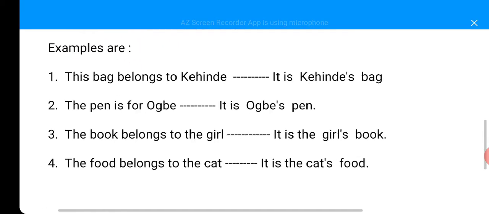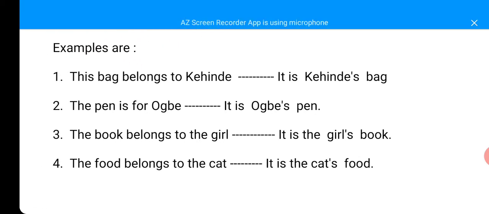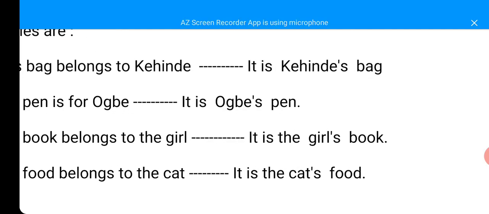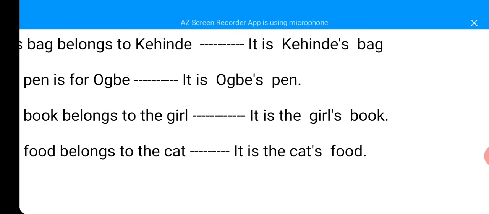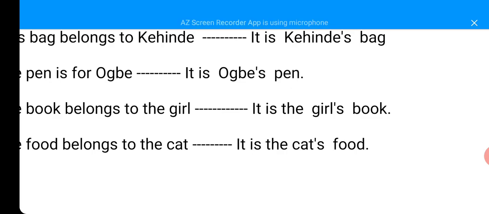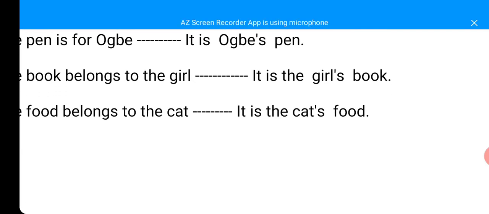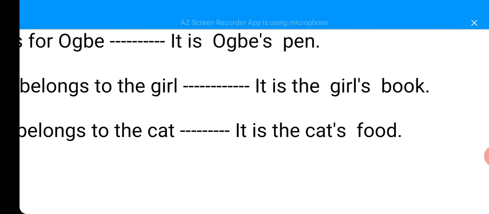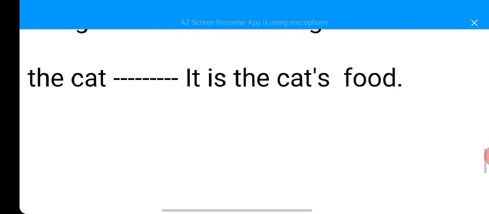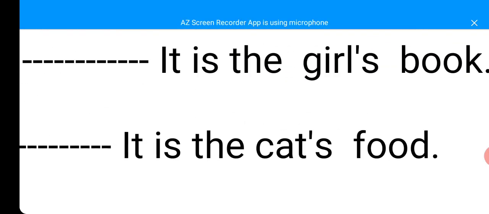Apostrophe is used to show possession when you have the person, the owner of the thing, written. Apostrophe is then followed by the letter S, then the owned thing. As you can see here, Kehinde's bag. Likewise, Ogbe, apostrophe S, then the owned thing, which is the pen. So you have Ogbe's pen.